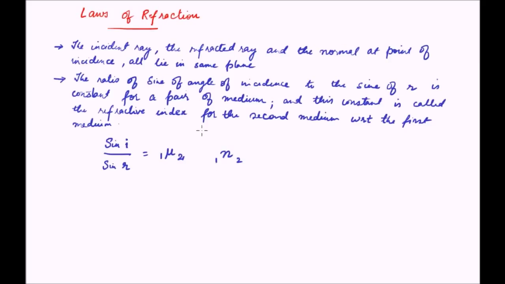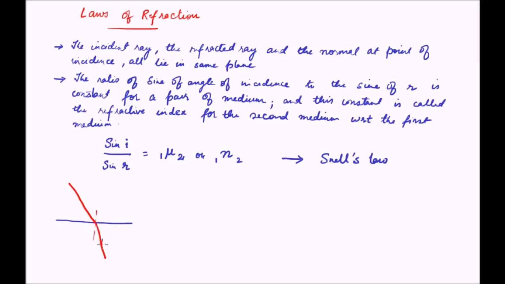Now let us understand what the laws of refraction actually state. The first says that the incident ray, the refracted ray, and the normal all lie in the same plane. Quite obvious if you have seen the previous lecture. This is the incident ray. If this is rarer and this is denser, then this is the refracted ray. This is incident, this is refracted, and this is the normal. All three lie in the plane of the screen. So that is what the first law states.